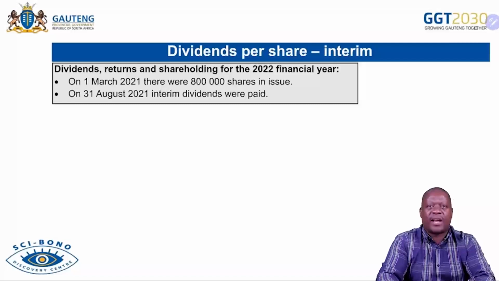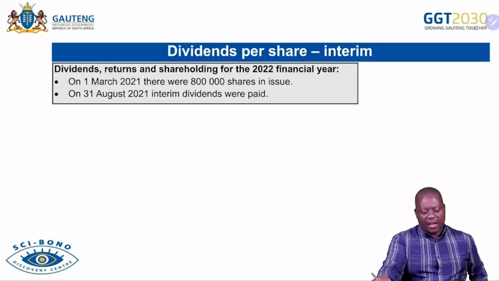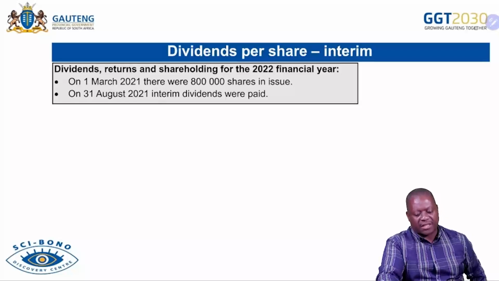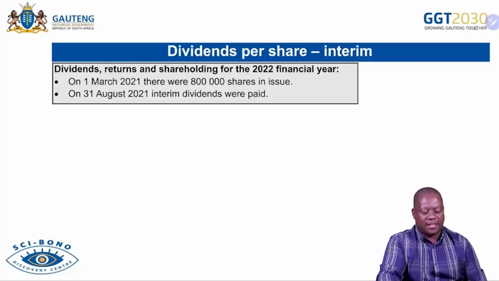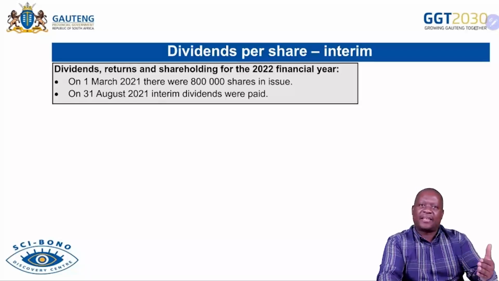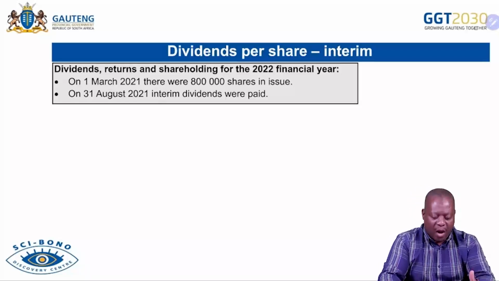And in this case, we are looking at the interim dividend per share. Very important. Now we are given information on dividends, returns, and shareholding for the 2022 financial year. It says here, when the year started on 1 March 2021, there were 800,000 shares in issue. And then on 31 August 2021, interim dividends were paid.